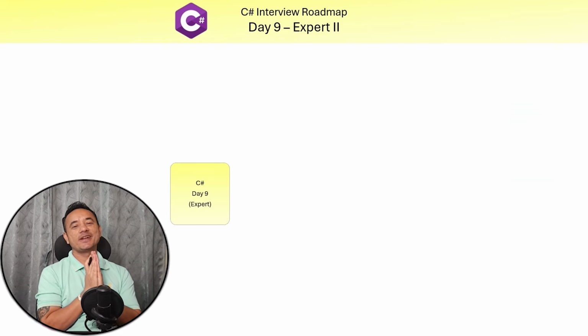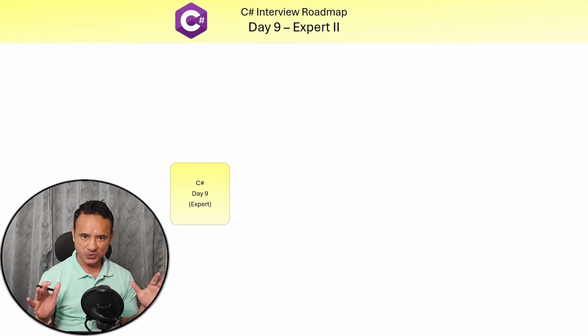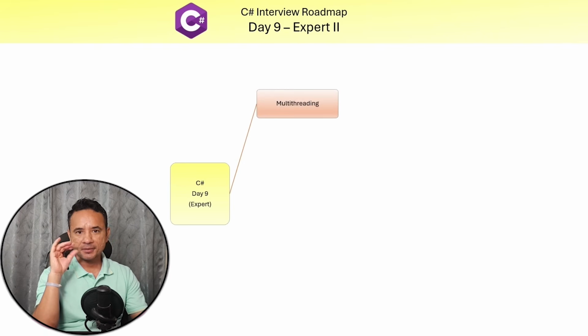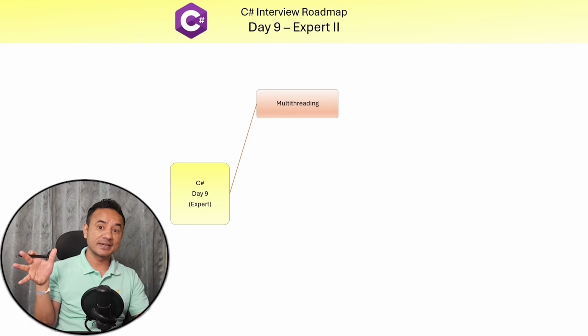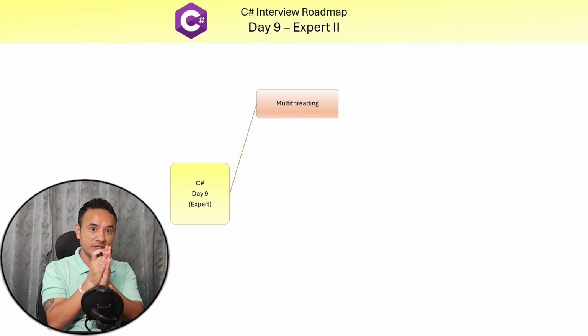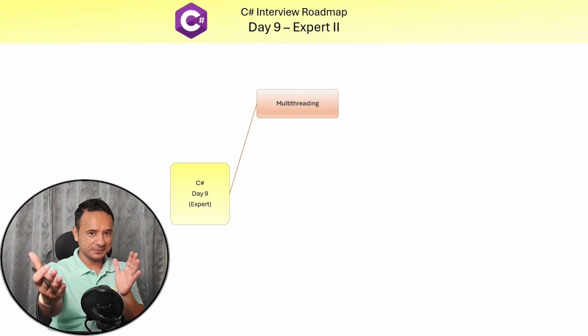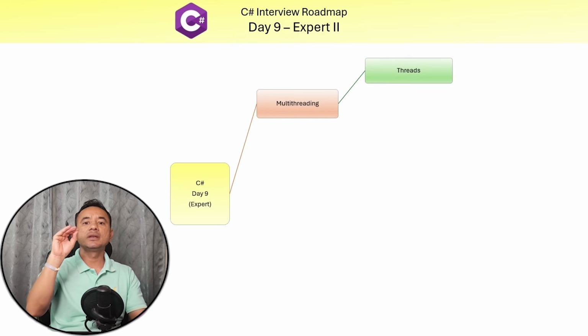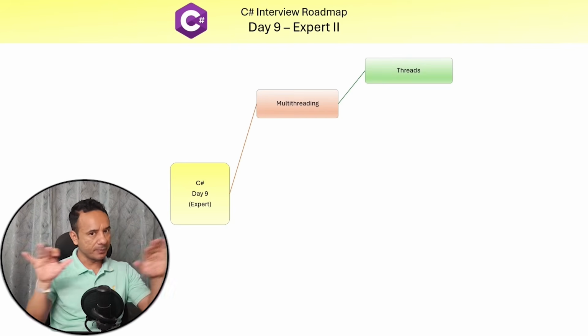Now it's time for day 9 in your C sharp journey, which is expert level 2. Here, the first topic is multi-threading. Multi-threading allows your program to perform multiple tasks at the same time, which will improve the speed and responsiveness of your application, right? So in C sharp, you can create and manage threads using the Thread class, where each thread will run a piece of code independently.